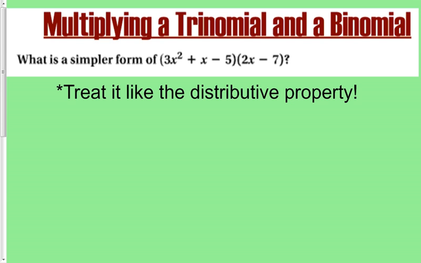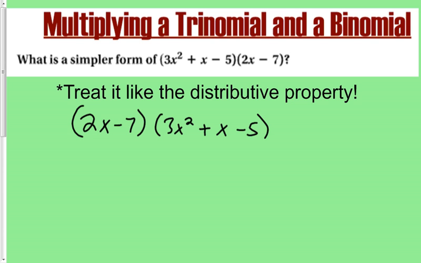It's essentially going to be like the distributive property. So I'm going to rewrite this real quick so that I have the binomial in front. I have 2x minus 7 multiplied by 3x squared plus x, or 1x, minus 5. We're essentially going to distribute each of the two parts in front to all the parts in the trinomial. So if you want to rewrite it, you can do it like this.